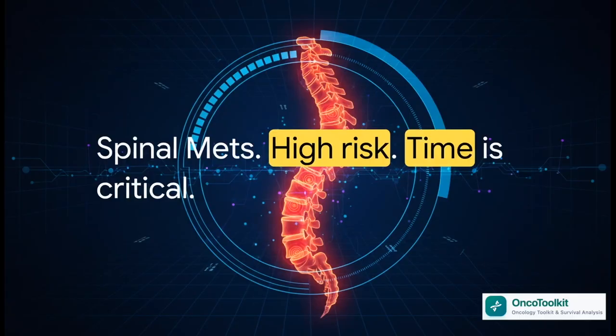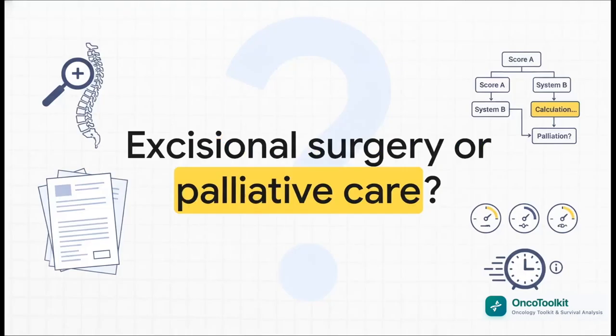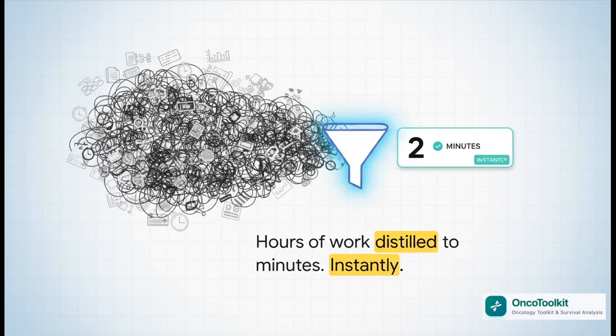We're talking spinal mets. The risk of irreversible neurological damage is high, and the clock is absolutely ticking. So the question that's burning in your mind is: is this patient a candidate for that major excisional surgery, or do we need to focus on palliation? Answering that usually means digging through papers, checking multiple scoring systems, and spending hours, valuable hours, calculating prognostic scores. But what if you could take all of that work, all those hours, and just distill it down to minutes, instantly, right there at the point of care?